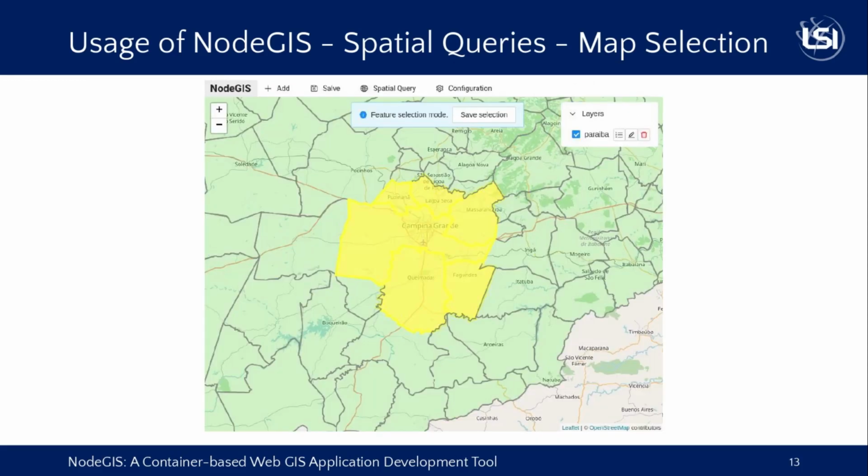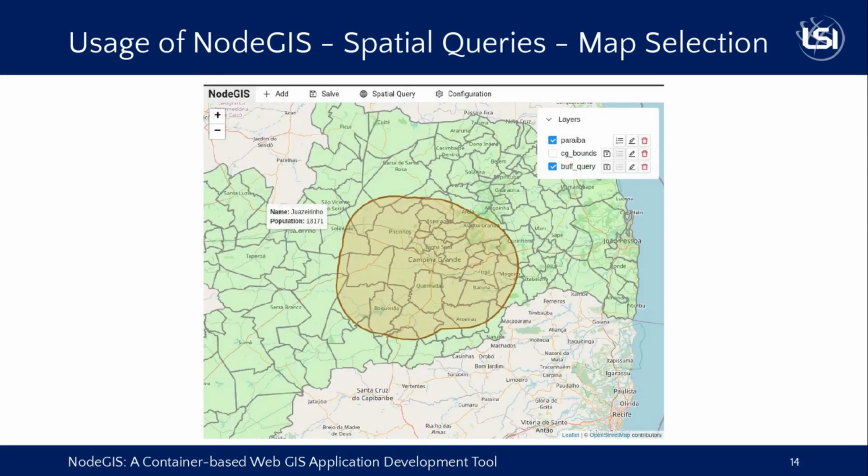Now we see an example of how feature selection for a spatial query works. The selected features are highlighted when selected and added to the query. When users conclude the selection, they can click on Save Selection to proceed to the query. Showing another example of spatial query using the same interface as shown before, the displayed image shows a 20 km buffer operation applied to the geometry of Campina Grande municipality, located in Paraíba, Brazil.